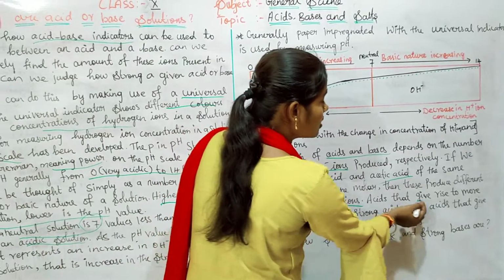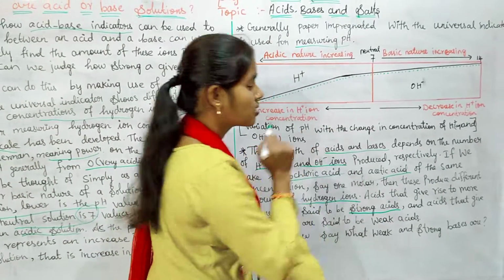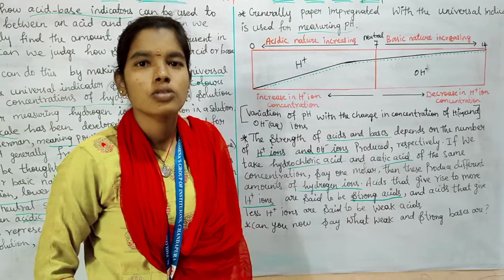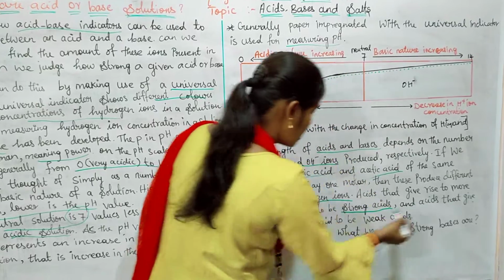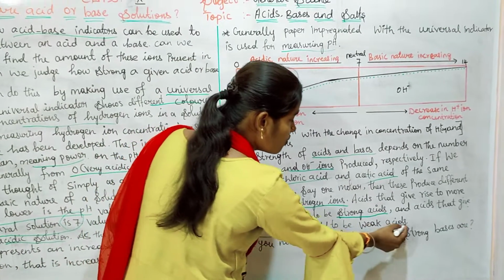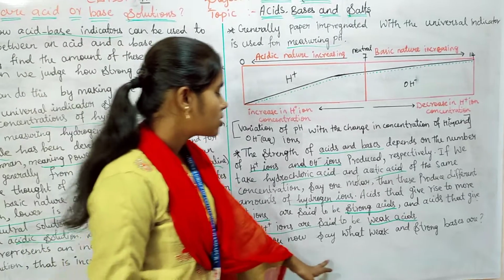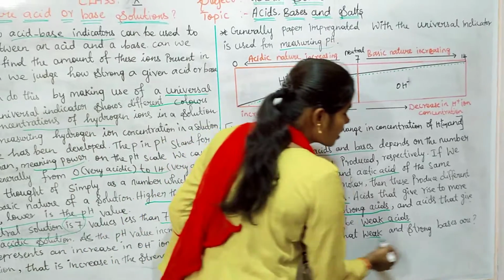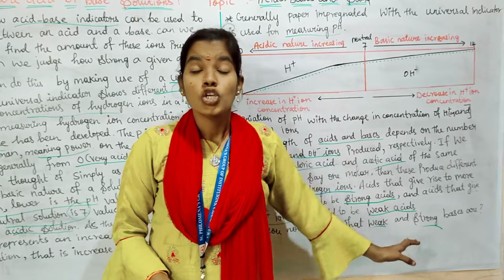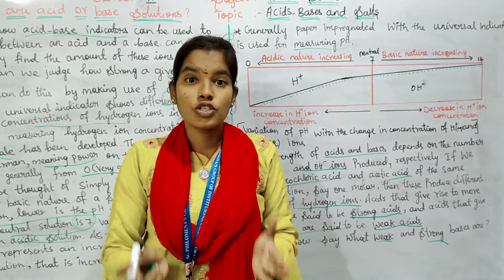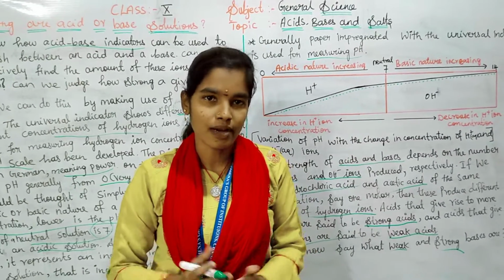Acids that give rise to more H plus ions are said to be strong acids. If it produces very few H plus ions, that is a weak acid. Now, children, can you say what weak and strong bases are? Weak bases are the bases which produce very few OH minus ions. A strong base will produce more OH minus ions.